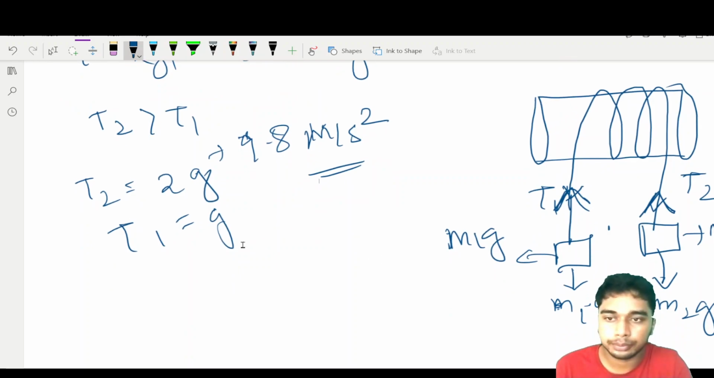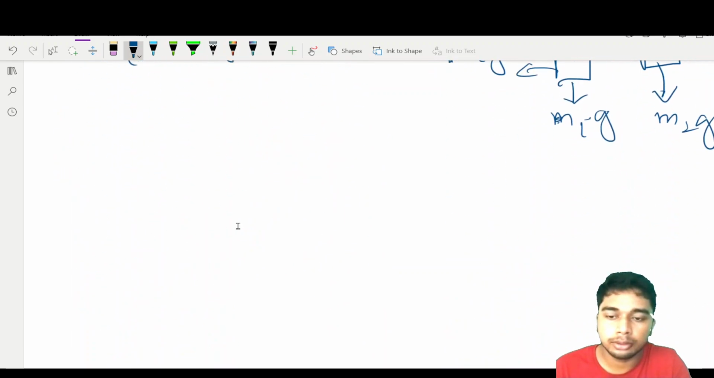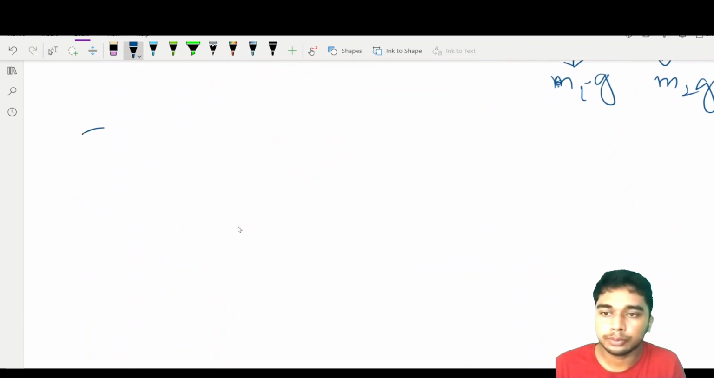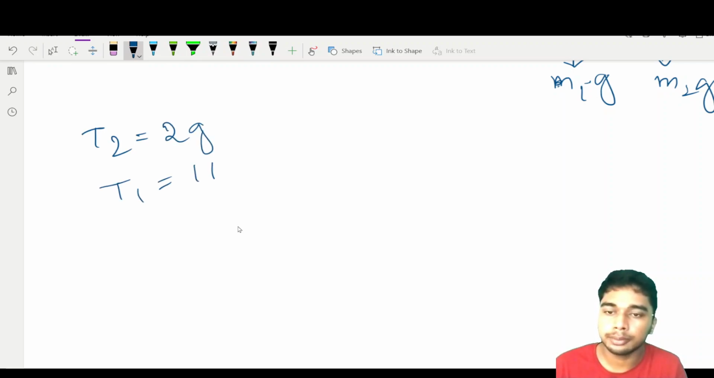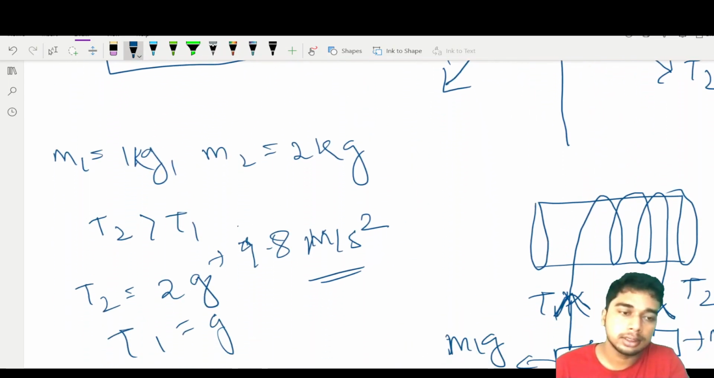So I will simply put T2 here. I found that T2 is equal to 2G and T1 is equal to 1G. So from the above relation, I know that T2 is equal to T1 e to the power mu theta. So what is theta?